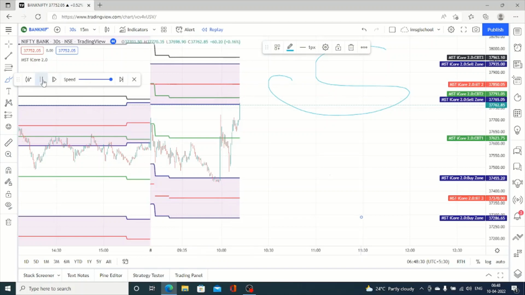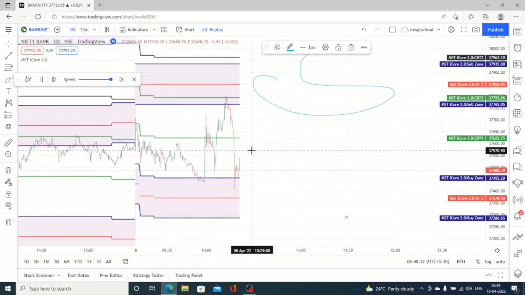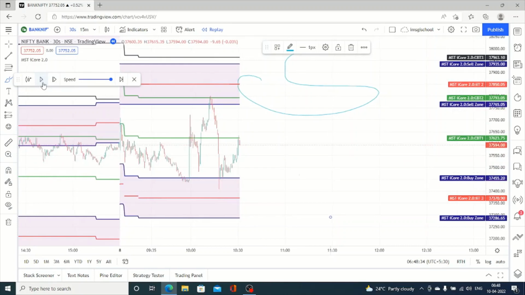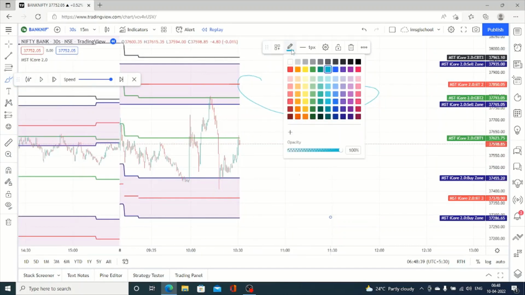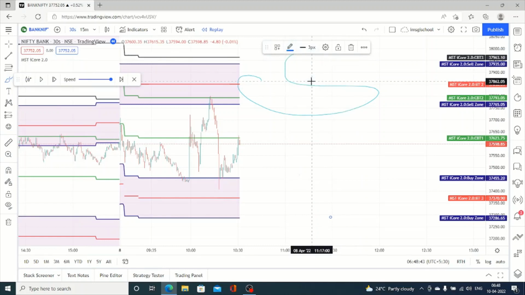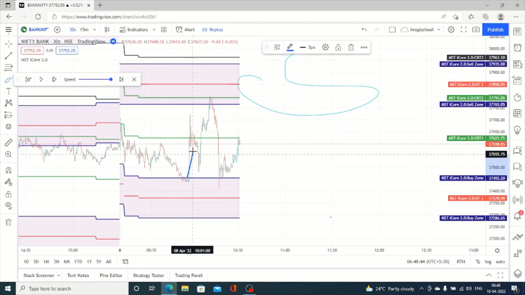Now I'm running the market again. See here, it went up to exactly our first target, then it went up to exactly our second target.